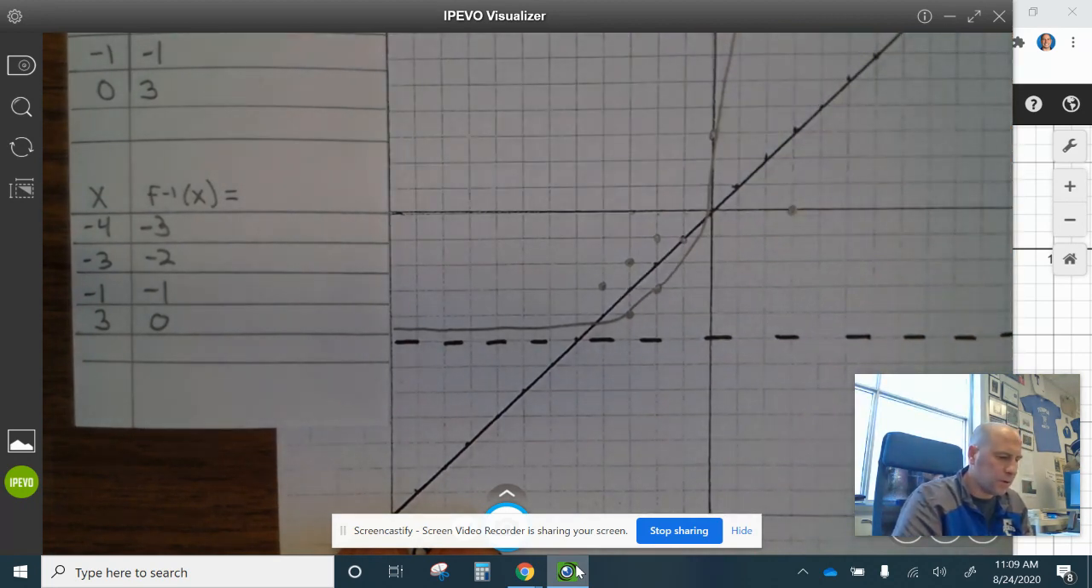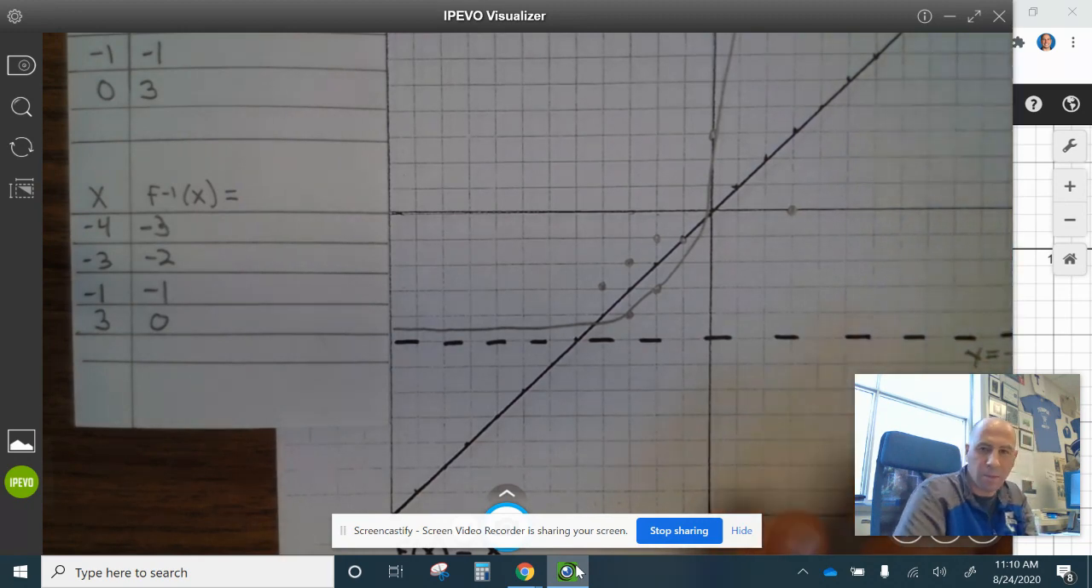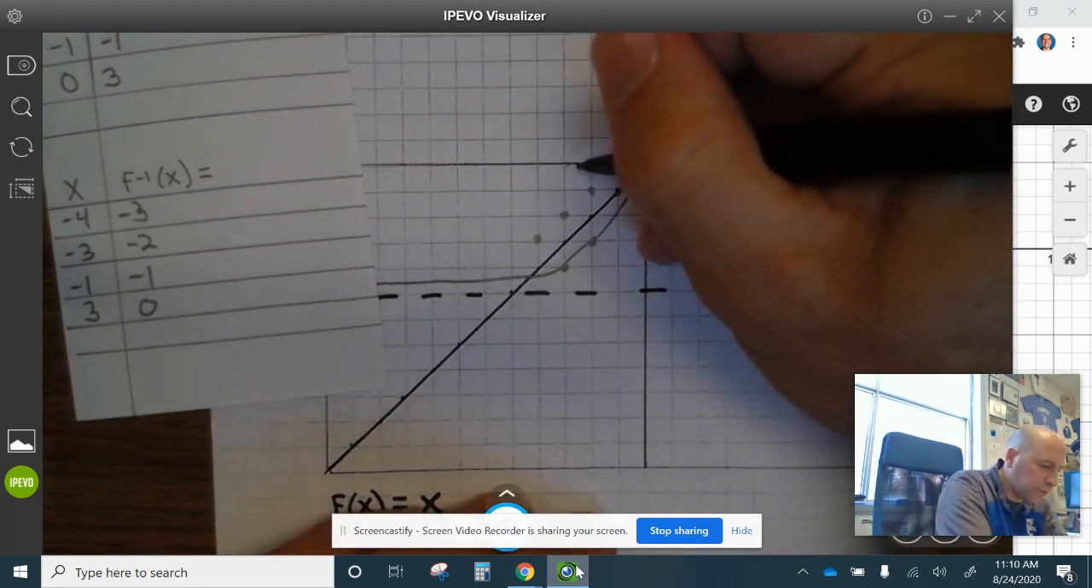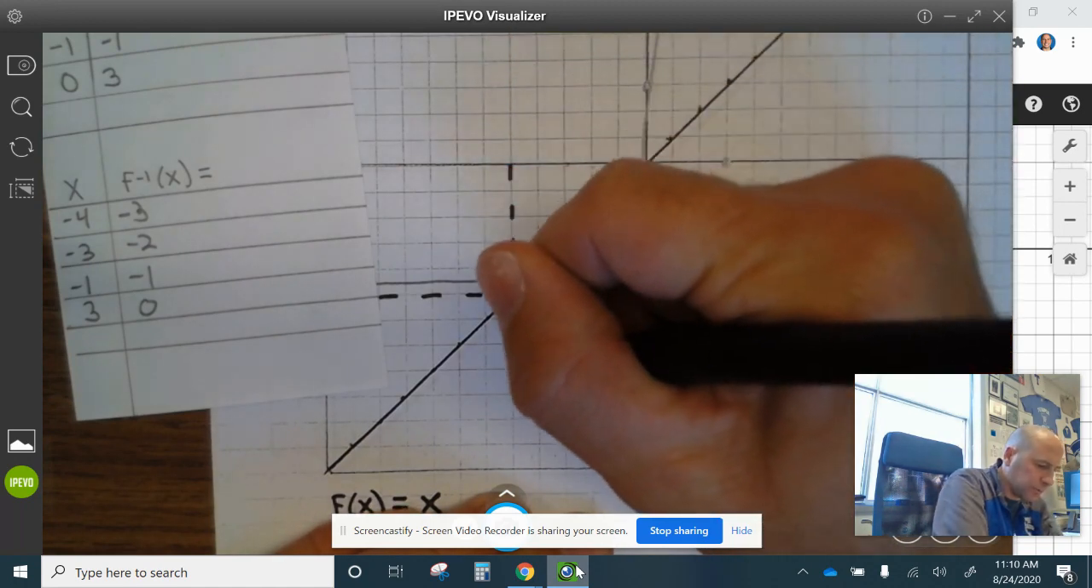Okay. Now you notice the asymptote here was y equals -5. So when you do the inverse, that switches. So now we have an inverse at x equals -5. So -1, 2, 3, 4, 5. So let's go ahead and draw our asymptote.